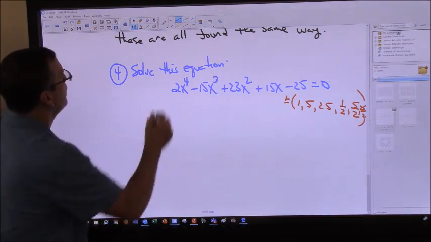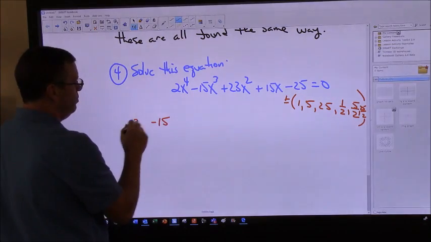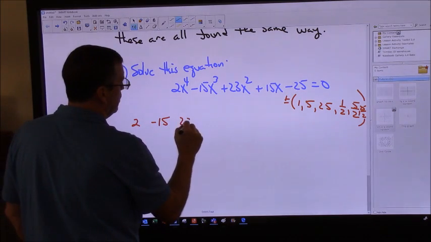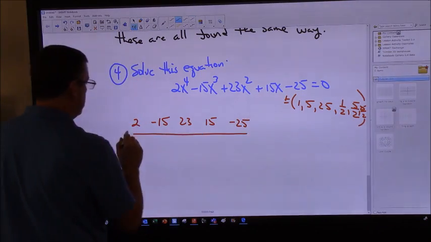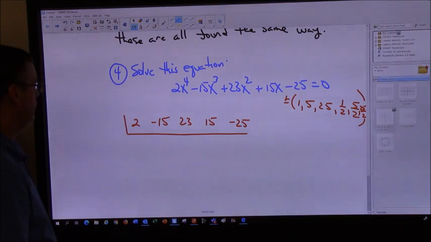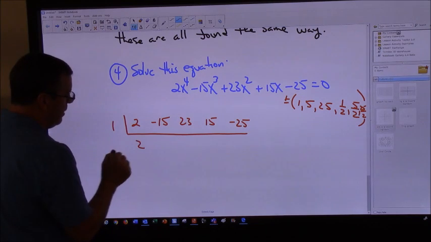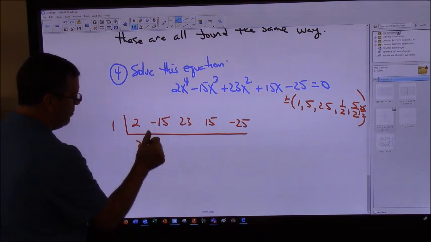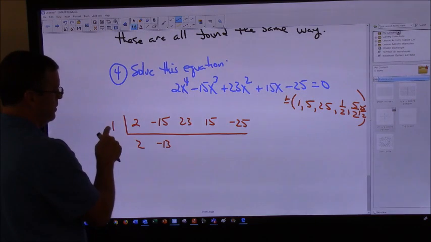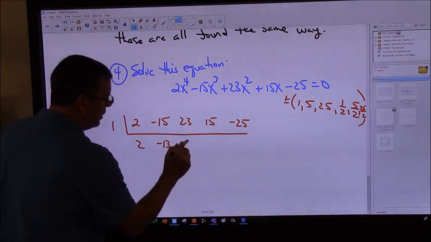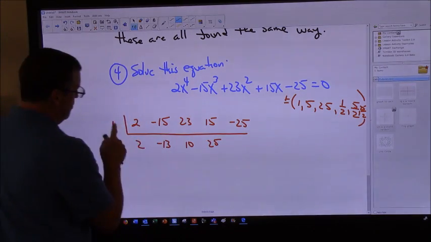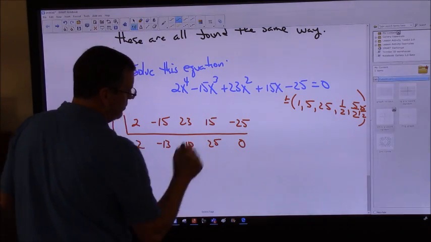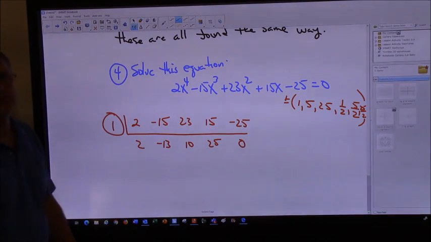All right, so I've got 2, -15, 23, +15, and -25. And I'm going to do synthetic division; it looks like these might add up to 0. I'm going to try 1 first. So I'll bring the 2 down. When I multiply, I get 2. Add that to -15, you get -13. Multiply, you get -13. Add it to this, you get 10. Multiply here, you get 10. Add it to this, you get 25. Multiply here, you get 25 minus 25, that's 0. There's one of my solutions right there.